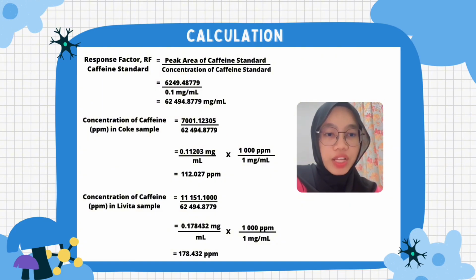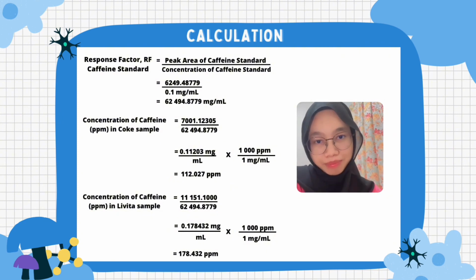Similarly for the Levita sample, the peak area 151.1000 is divided by the response factor, giving 0.178432 mg per ml, which converts to 178.432 ppm. These calculations help quantify caffeine content in beverages, allowing for comparison and analysis.